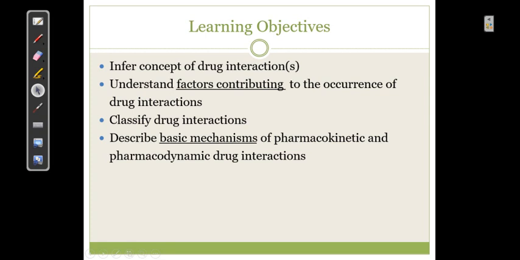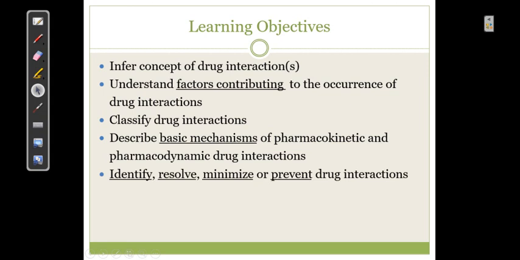So we will go through an overview of pharmacodynamic interaction, and we will go in depth into pharmacokinetic drug interaction. And this is very much important: you will be able to identify, resolve, minimize or prevent drug interaction. So there is a lot of applied part that you are going to gain, and with the application of this learning you will be able to go for a higher order of application.